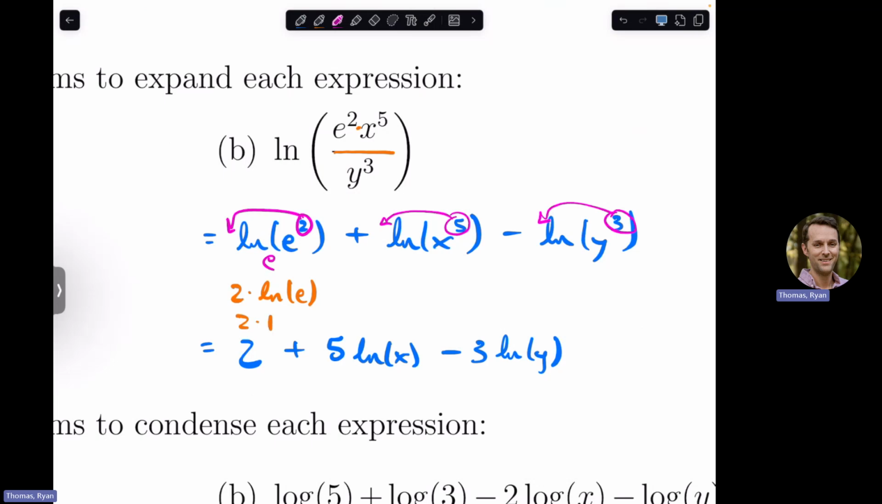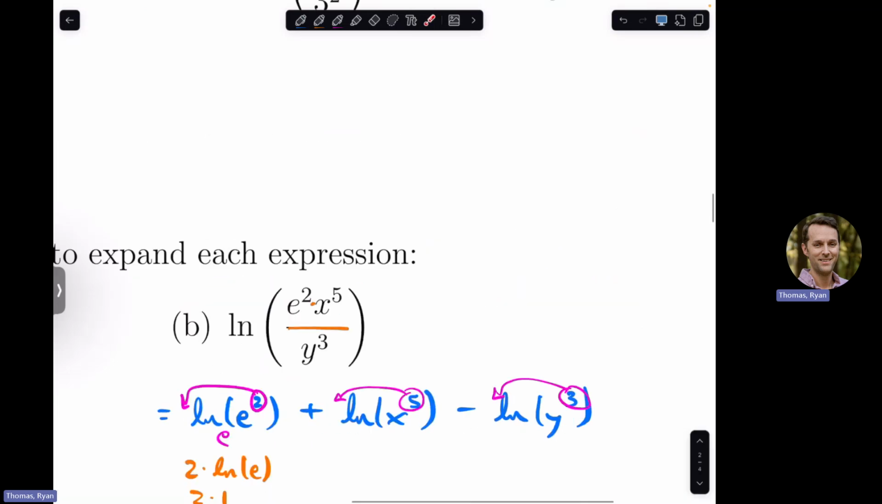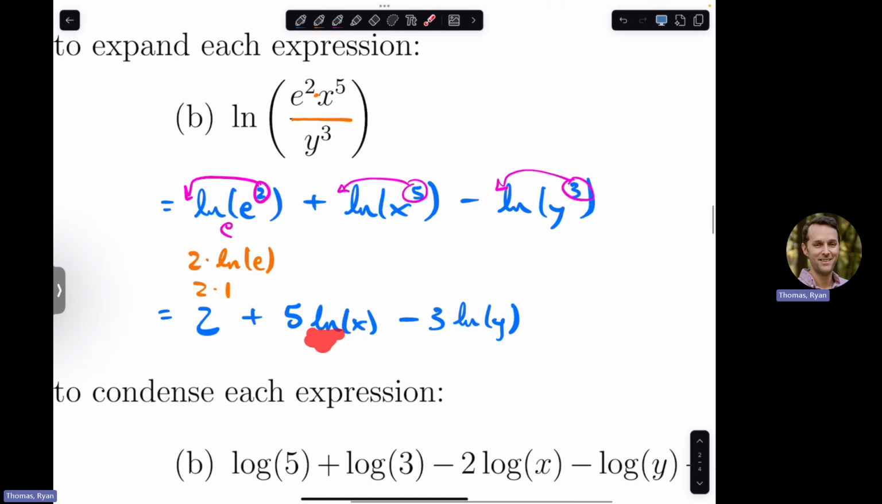The natural log of x, well, this is a log base e of x. I don't know anything about x except that it's a variable, right? So this doesn't simplify any further. If it had been the log base x of x, that'd be 1, right? This is a log with a base that doesn't match what that thing is. That's why it doesn't simplify any further down. Okay?